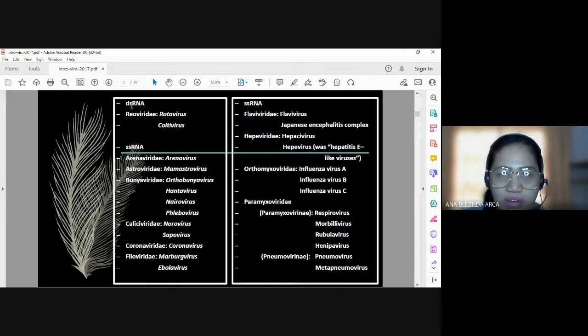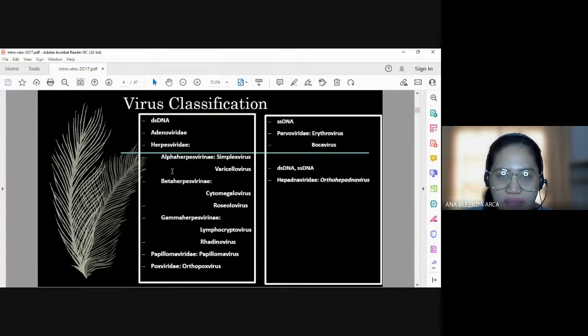Kapag naman double-stranded na nakita mong RNA, nag-iisa lang yung class. It is only the Reoviridae family. So makikita mo dito sa table natin, merong mga family, 'di ba? Yung mga -viridae, this one. -viridae family 'yan. Kapag -virinae, ang suffix subfamily, ang tawag diyan, subfamily. So under daw na herpesviridae, meron pa siyang mga subfamily na alphaherpesvirinae, betaherpesvirinae, and gammaherpesvirinae. And then under nung subfamily niya, andun na yung mga genus, 'di ba?